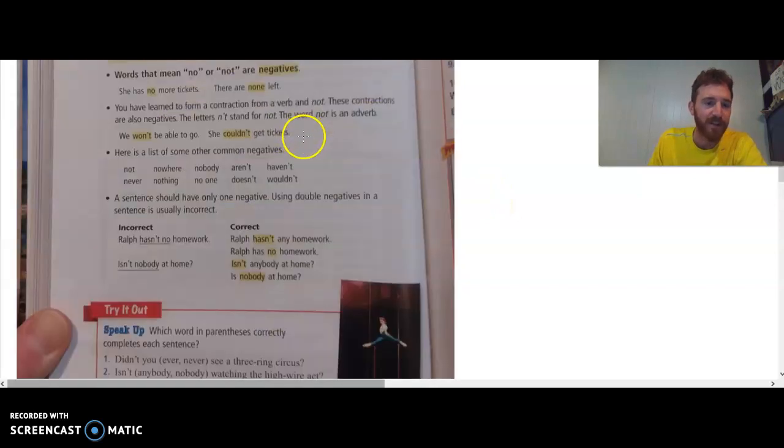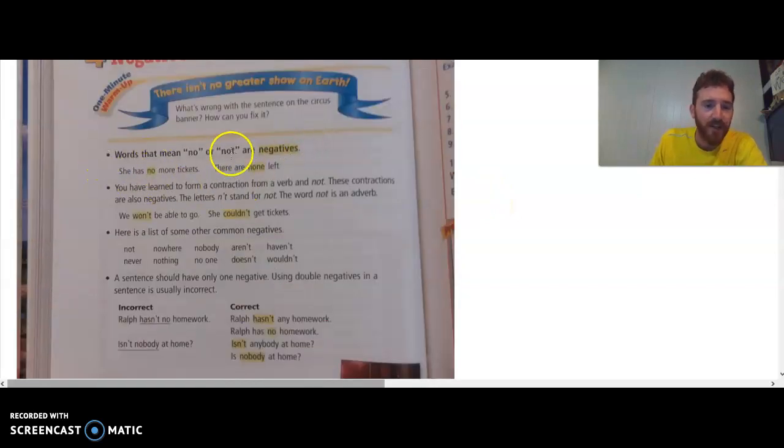So negatives, we're going to talk about that. It says words that mean no or not are negatives, meaning not positive, right? So we have examples like she has no more tickets. There are none left. These are examples of negatives: no, none, not.